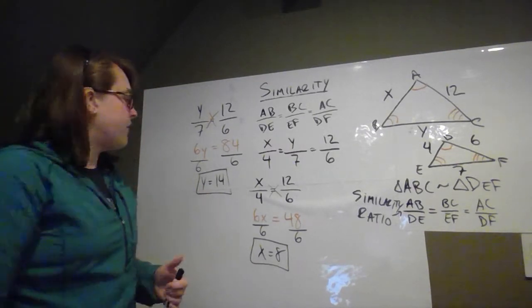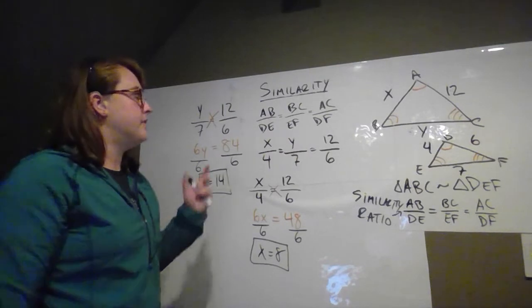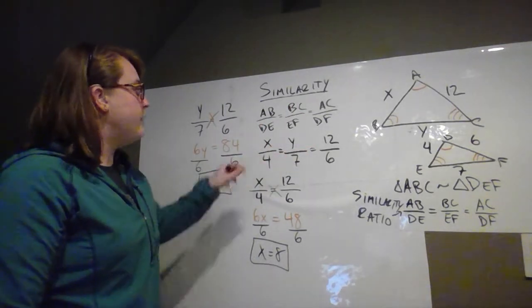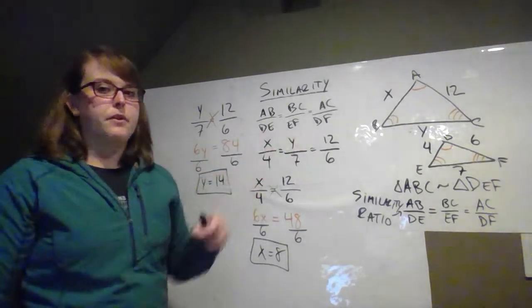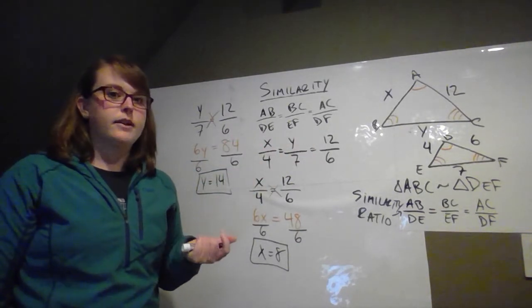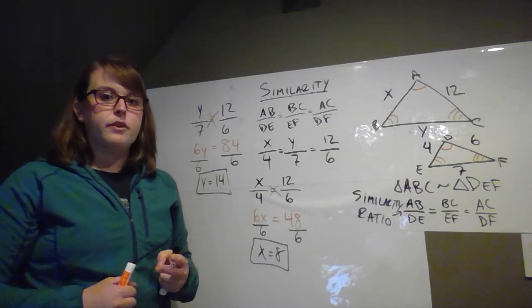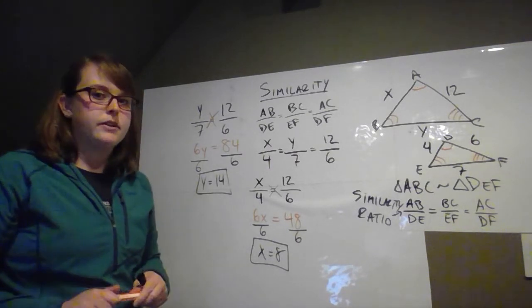So that's one way that you can do any of these. You can set up your similarity statement just like that. You can plug in what you have. You can set the ones with variables equal to the ones that don't have variables, cross multiply, divide, and you're done. A second way that you could do it is using your similarity ratio.